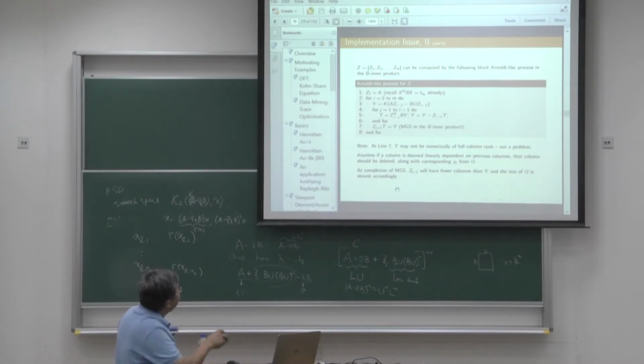Okay. That will get you a basis. Once you get a basis, you do the projection, right? Now, there's a possibility because of Y after orthogonalization, this Y can have a numerically lower rank than the number of columns. So you're going to make a decision on that. Z_{j+1} might have fewer columns than Y, because some of the Y columns are either 0 or depend on previous columns. Can happen.